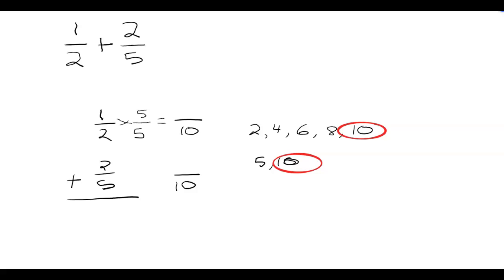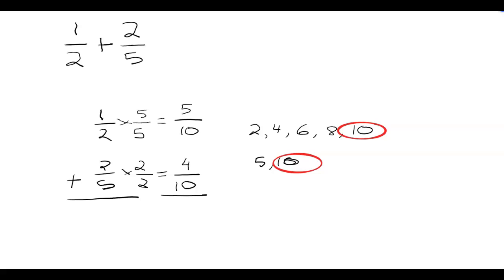So 1 times 5 is 5. 1/2 is equal to 5 tenths. And that makes sense if you think about it, because 5 is half of 10. Now, down here with the second fraction, I know that 5 times 2 is 10. So I'm going to multiply the numerator by 2 as well. 2 times 2 is 4. 2/5 is equivalent to 4 tenths.